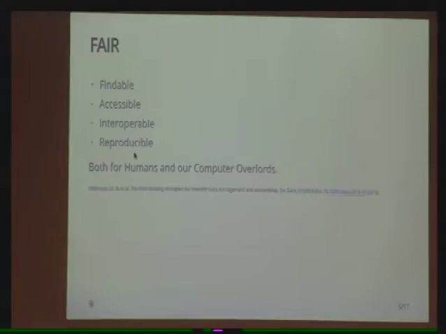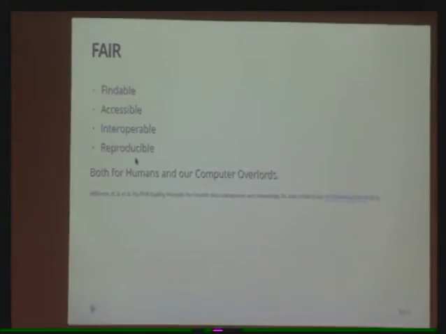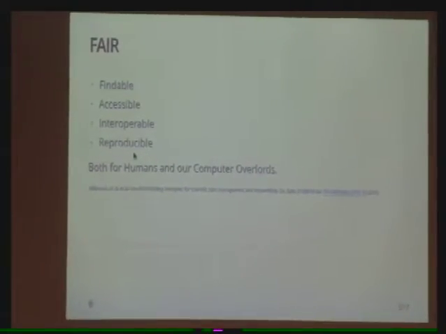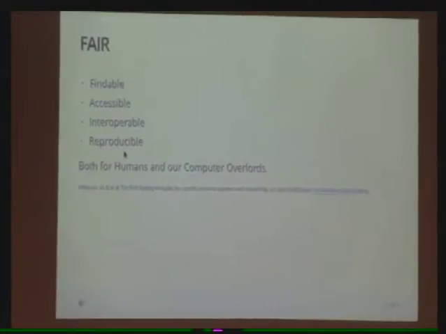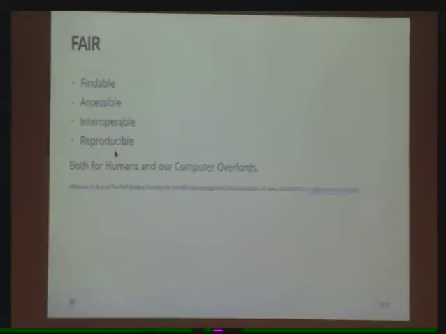So we can take a very simple definition. This is a relatively recent way of describing what it means to be open, and it's understood by this easy acronym called FAIR. So open data and open science are things that are findable, accessible, interoperable, and reproducible. Both for humans, biologists and other people consuming it, but also for our computer overlords that we're feeding data into and getting results out of.